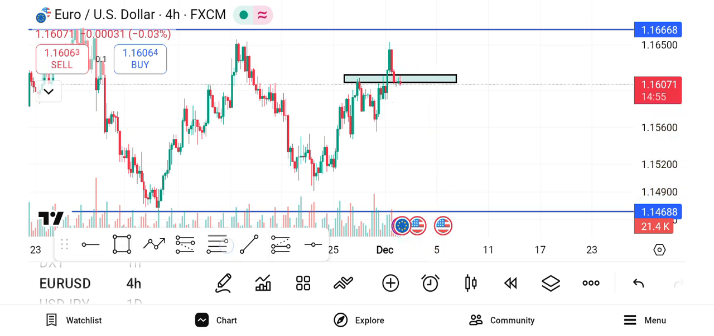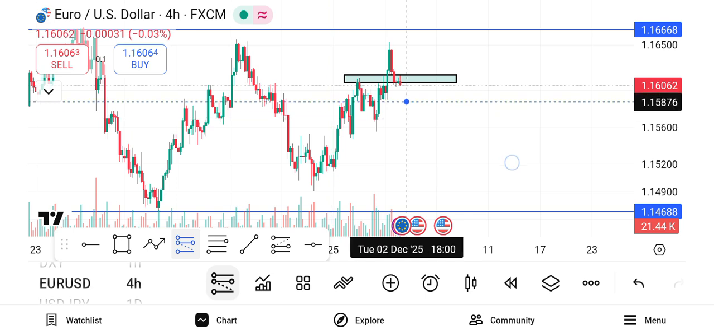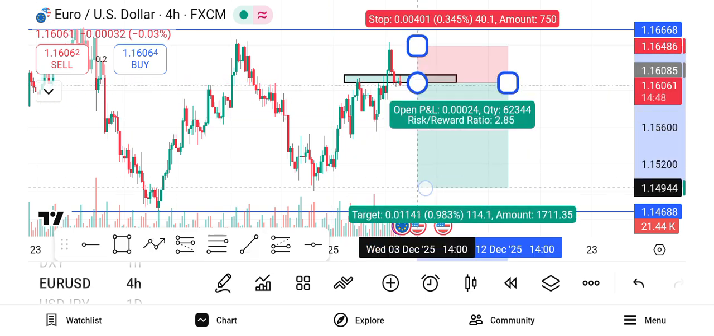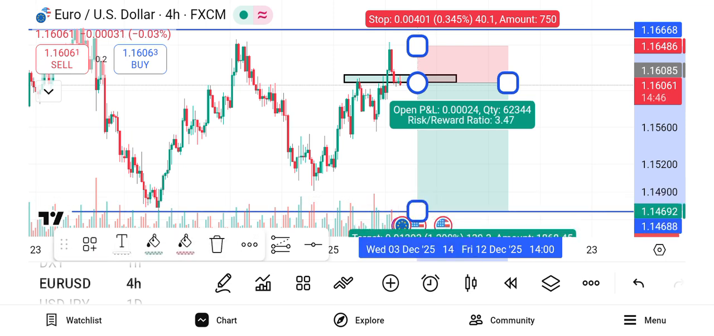So what I'm basically expecting for the Euro dollar is this. Let me show you guys. I'm expecting the Euro dollar to do something like this.